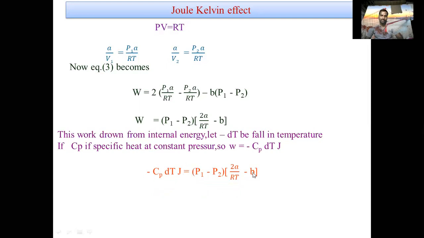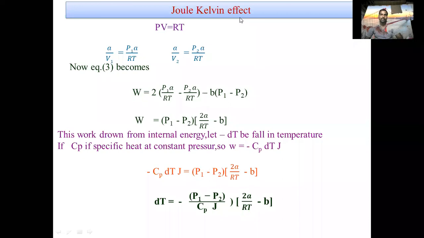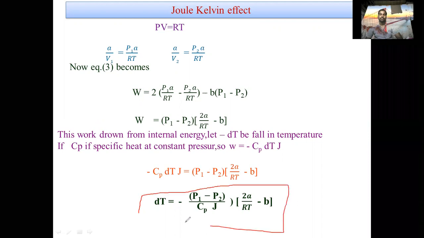Now in this equation, we have to get the change in temperature. This is the dT value. dT is equal to (P1 minus P2) divided by CpJ, into (2A by RT minus B). This is the final equation of the change in temperature from the Joule Kelvin effect.